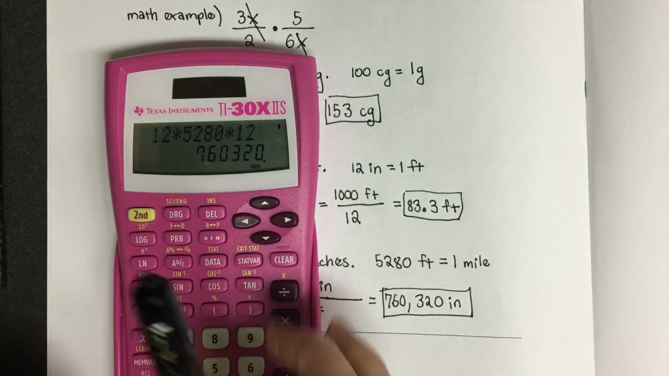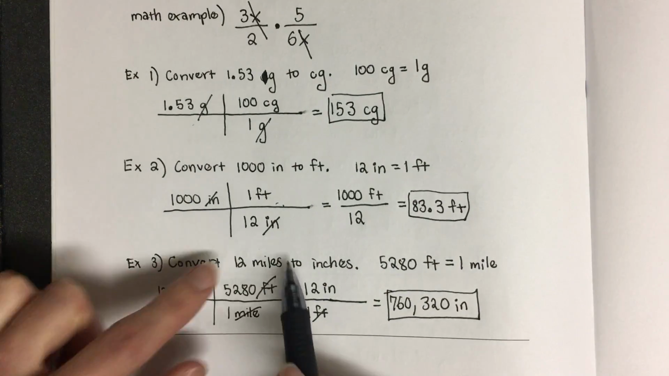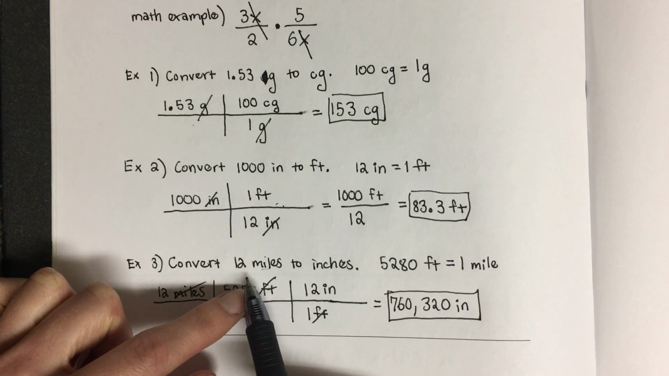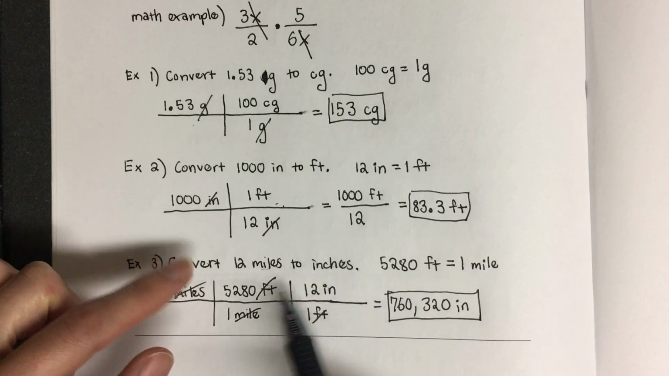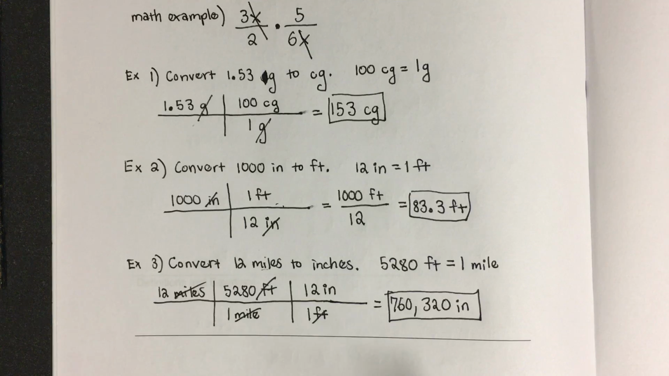Whenever you finish a problem, you should look at your answer and see if it makes sense. So 12 miles, that's going to be a lot of inches, right? Like there are many, many, many inches in a mile. So it makes sense that I'm getting a big number like this. If I didn't get a big number like this, I might want to go back and look at my calculations and see if I did something wrong.